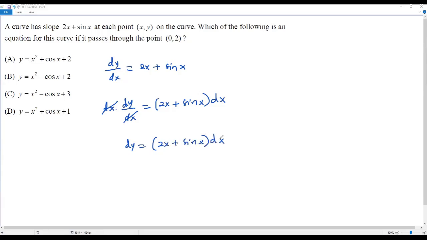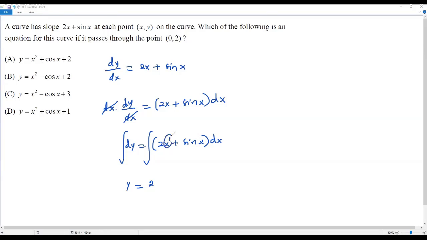Now let me integrate on both sides. When I integrate dy on the left side, I'm just getting y. And here we have the first term 2x. When I integrate this 2x, I keep the constant 2 as it is because it is multiplied by the variable x. How do we integrate x? I have to assume there is an exponent 1 on this x, because whenever there is no exponent for a variable, we assume the exponent is 1.